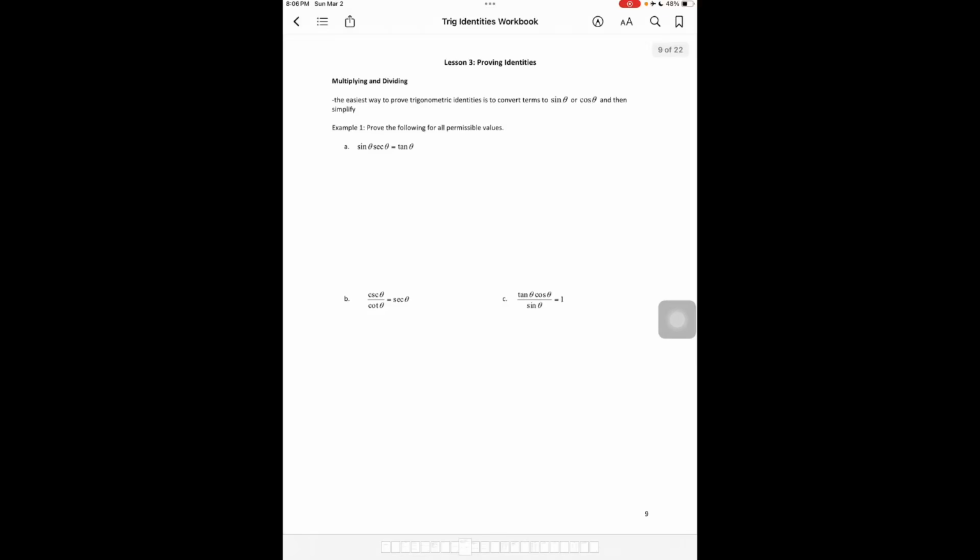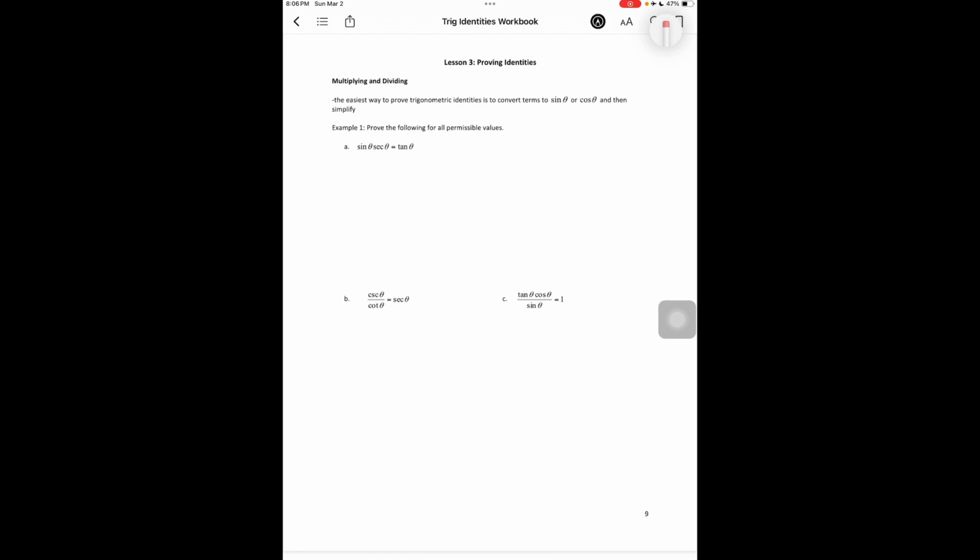Everyone, so we're on to lesson 3 of trig identities. So this lesson is mainly going to be focusing on making the left hand side equal the right hand side. So now we're going to talk about how to do this through multiplication and division. As a tip at the top here says, it's easiest if you just try to convert everything to sine and cos and then simplify it that way.